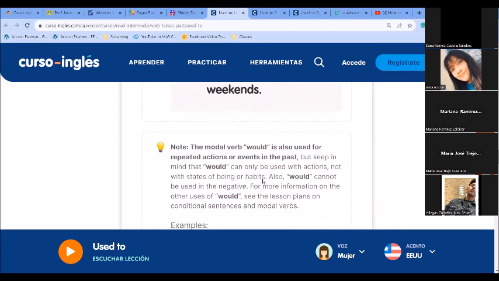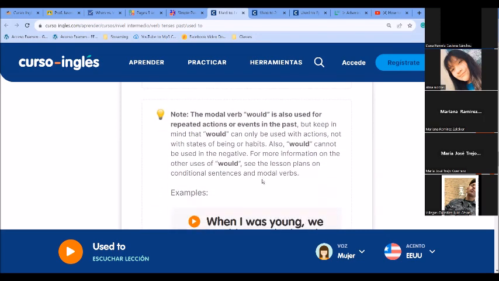All right. Now, what if we don't necessarily want to focus on a habit? We really just want to talk about something from the past that was a routine action, a repeated action. Then we will switch our modal. Here's another modal verb we can use.